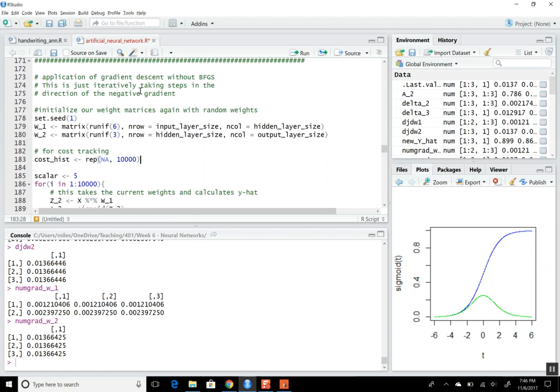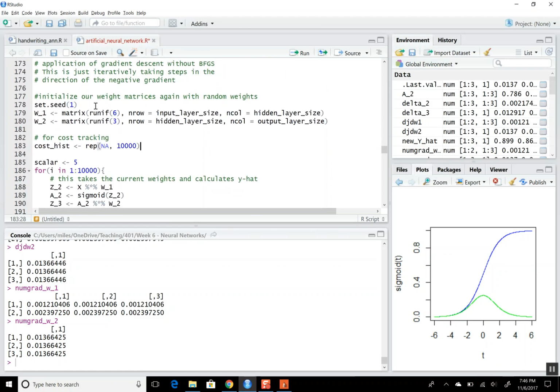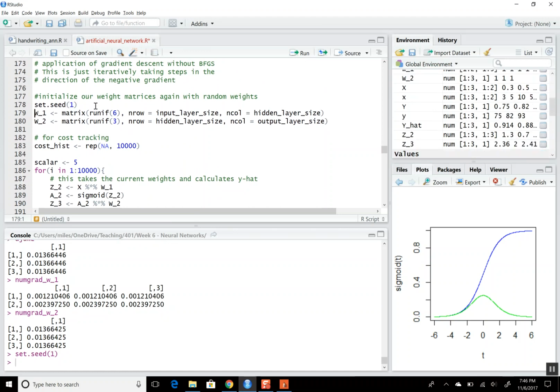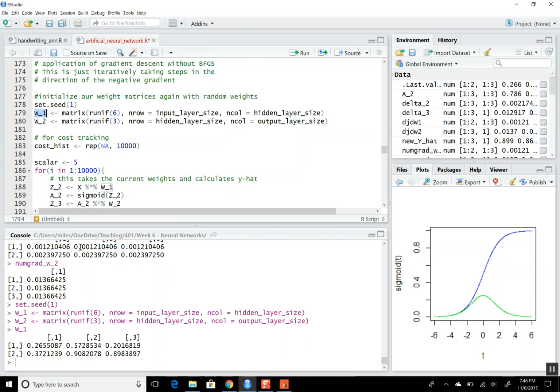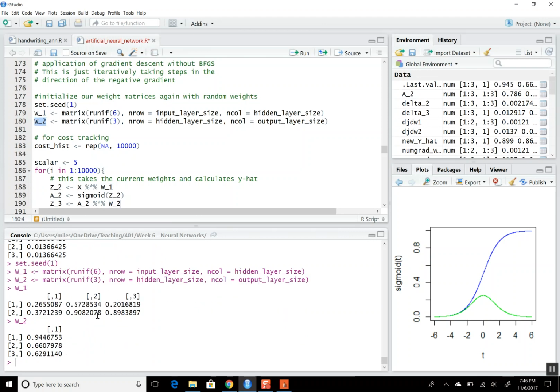All right, so here what I'm going to do is just gradient descent. If you want to do this, I have the code here as well. I'm going to start off with some random weights. I've got W_1, these are my random weights, and W_2, these are the random weights I'm using for my weight matrix.